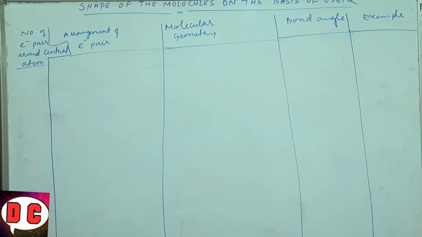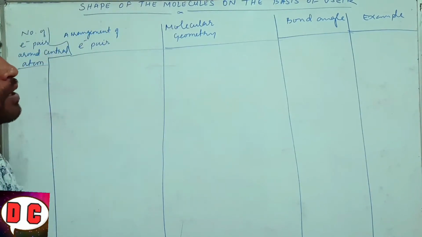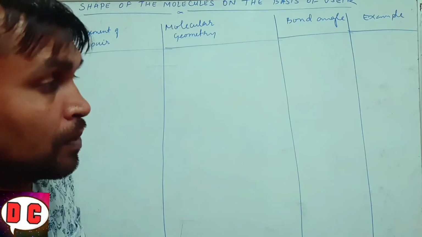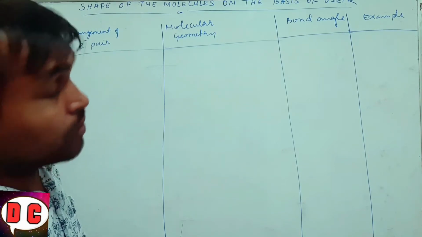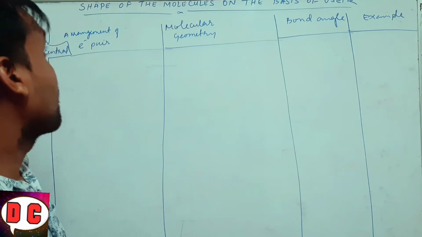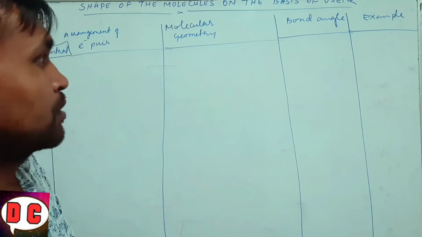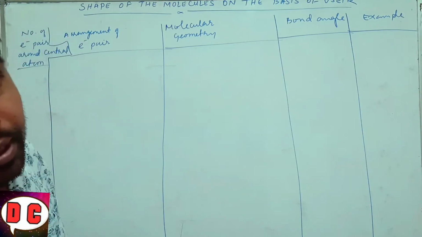Okay, so now we are going to do very important things. Try to understand. If you learn this table properly, if you have understood, then the rest of the things will be very easy for you. So, shape of the molecules on the basis of VSEPR theory. This table you try to understand properly.